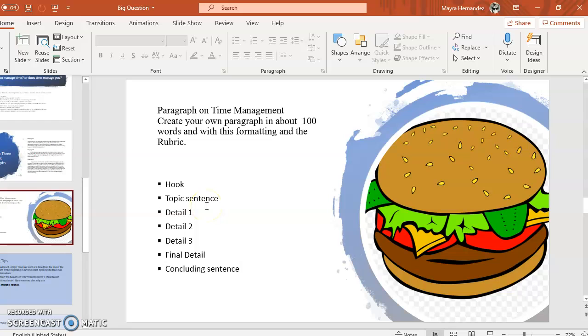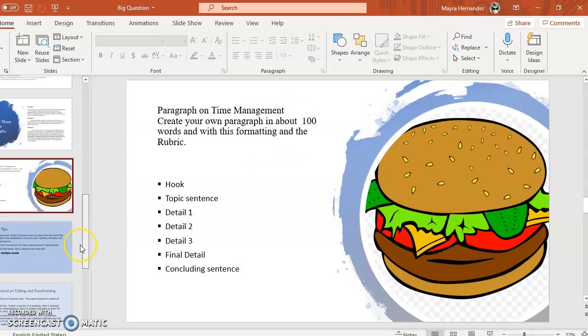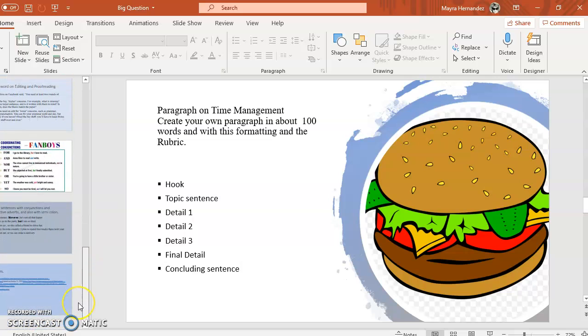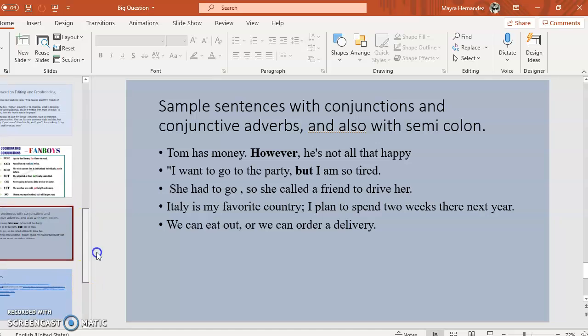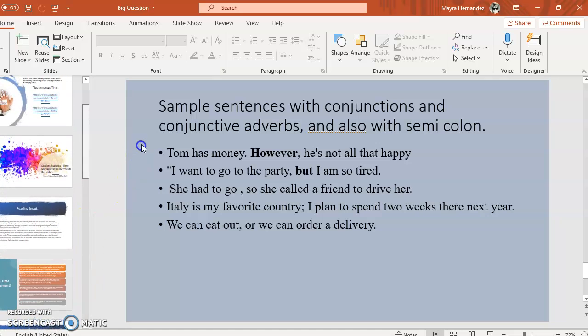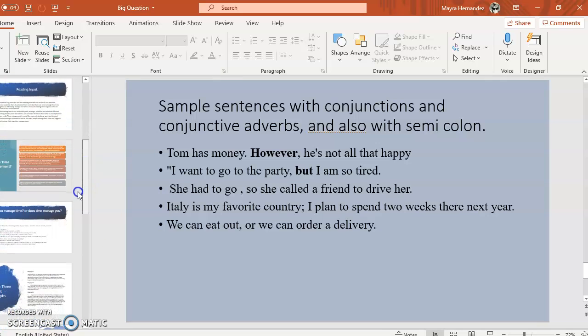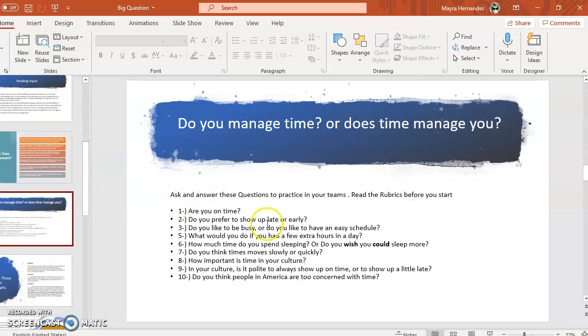Then, so we here have the paragraph on time management. But before I take this part here, I would like to go, I'm sorry, because I think that I have skipped the slide that I wanted. It is this one. So I just went, I'm going fast. So let me slow down for this one.